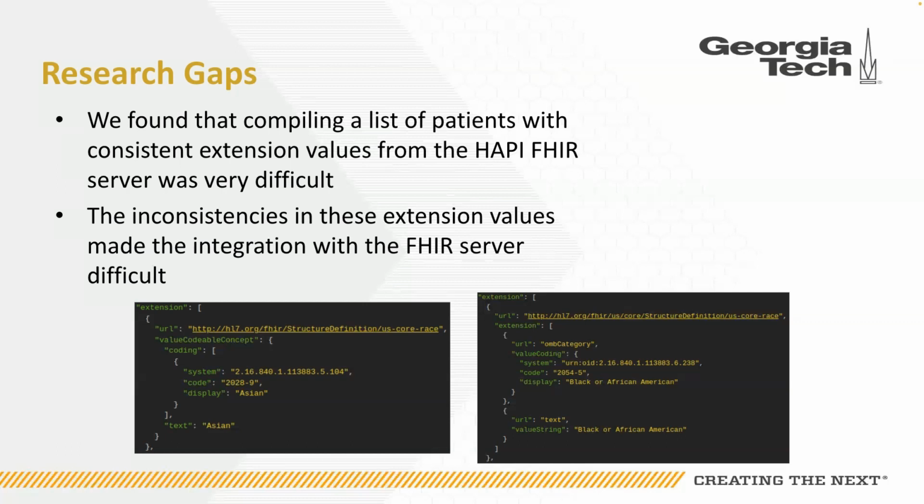It's not always consistent. So trying to find a generic adapter or a solution to grab that race code, to grab the display of that race, is different. Like on the left, you would have to go into extension, then go into value codable concept, then go into coding. While on the right, you have to go into extension, then extension again, then value coding. So it's just different ways to access the same data, not always consistent. So that was the challenge.